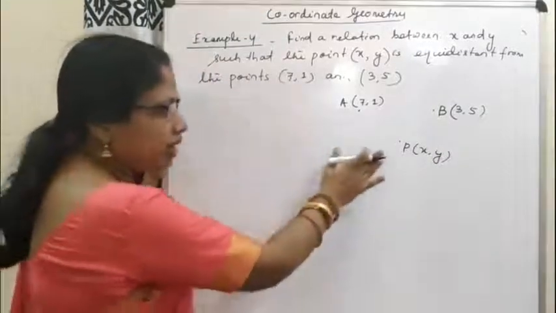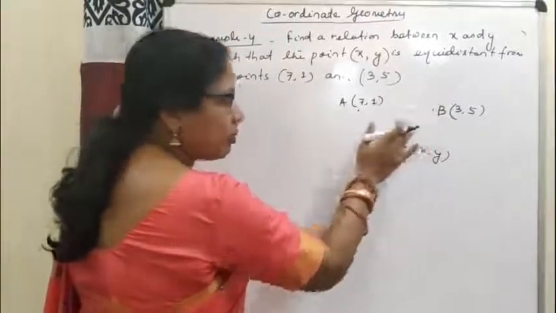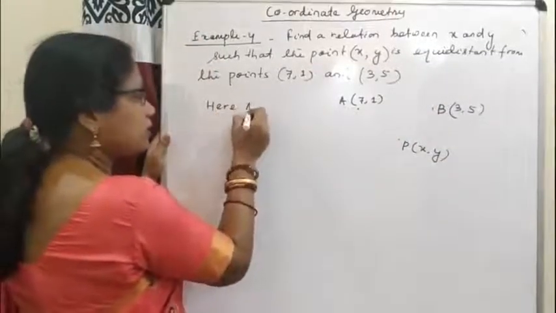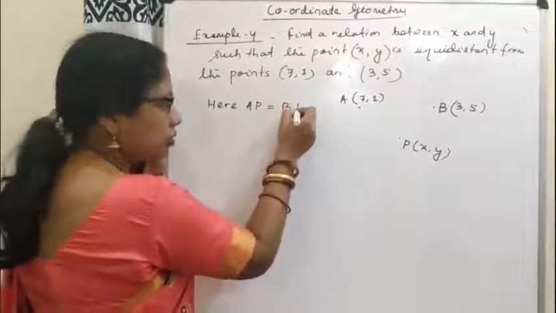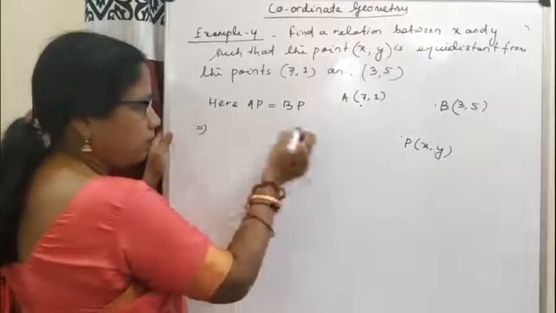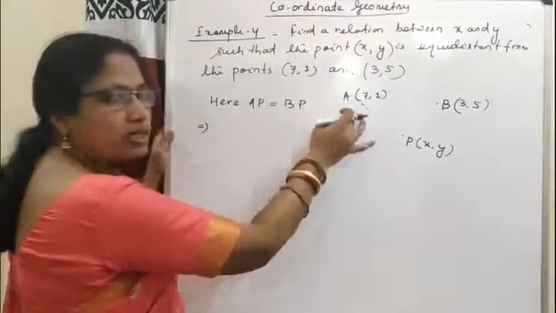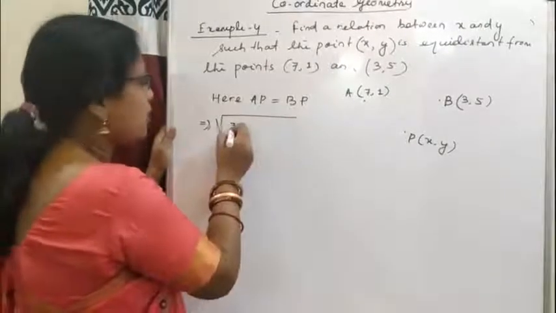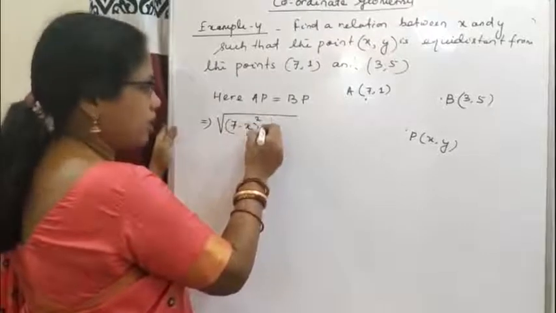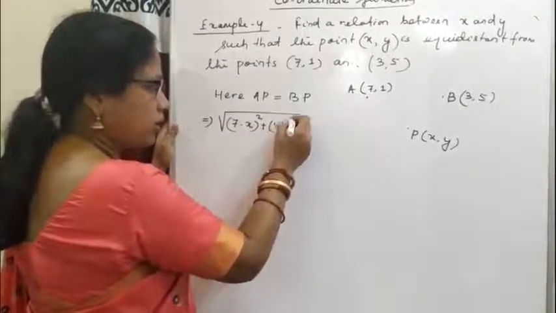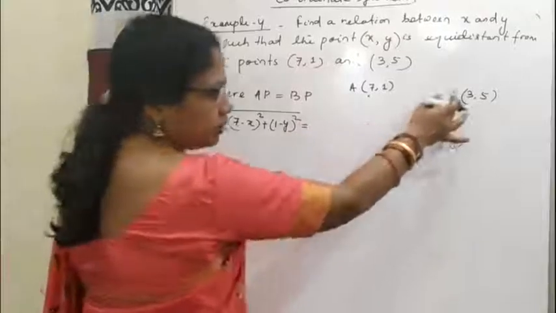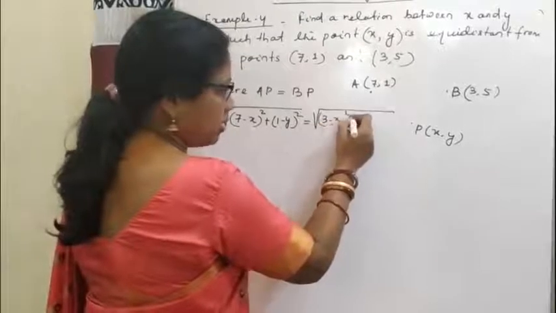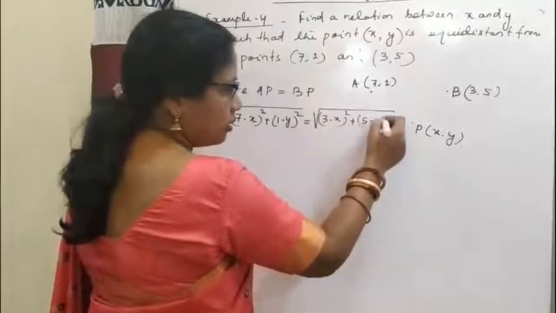It is given that P is equidistant from A and B, so that means AP is equal to BP. What is AP? AP means the distance between the two points A and P. By using the distance formula, this is equal to the square root of (7 minus x) whole square plus (1 minus y) whole square, which is equal to BP, the distance between B and P. This is the square root of (3 minus x) whole square plus (5 minus y) whole square.